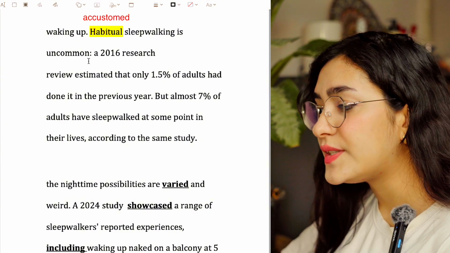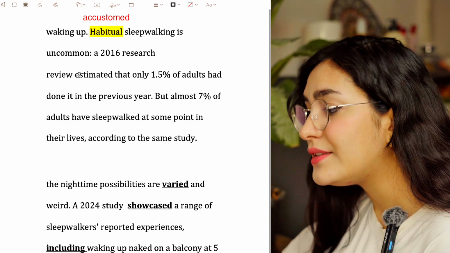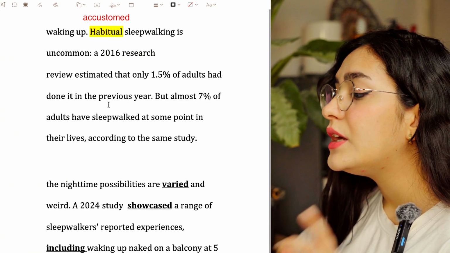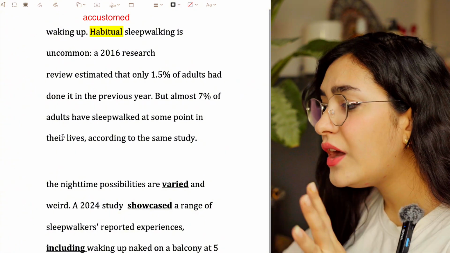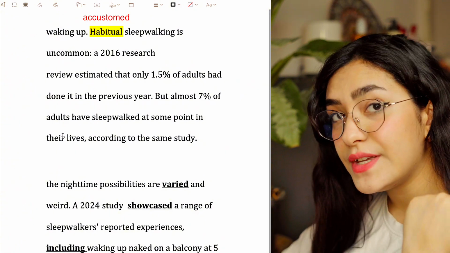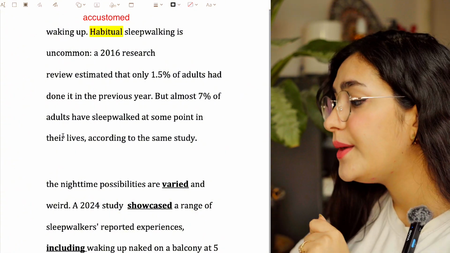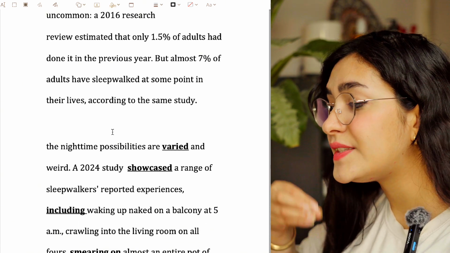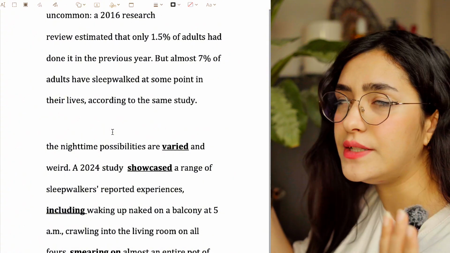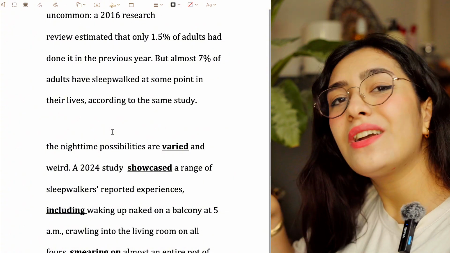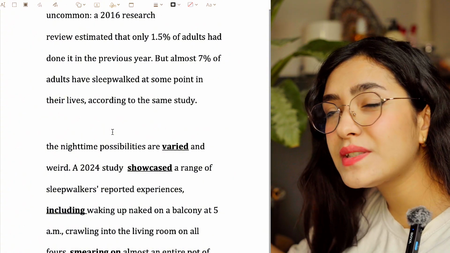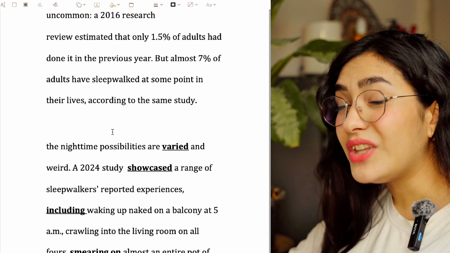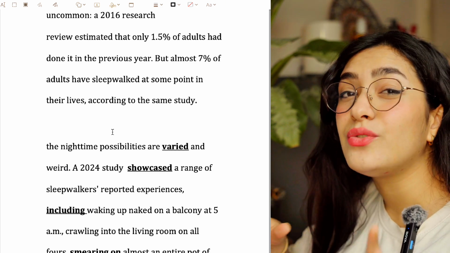A research review estimated that only 1.5% of adults had done it in the previous year. But almost 7% of adults have sleepwalked at some point. So it's not really common between adults, maybe between children, yes, but adults sleepwalking, it's not really common.